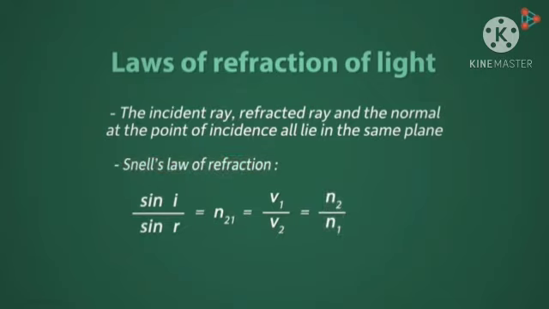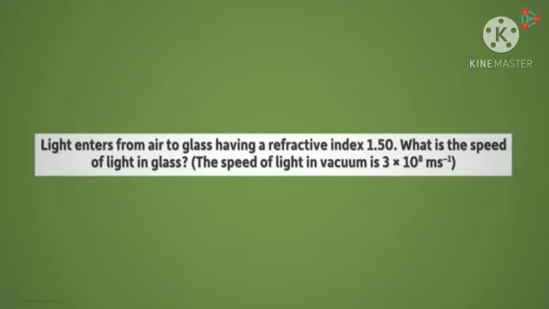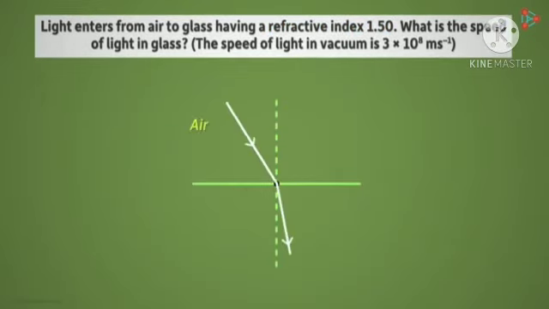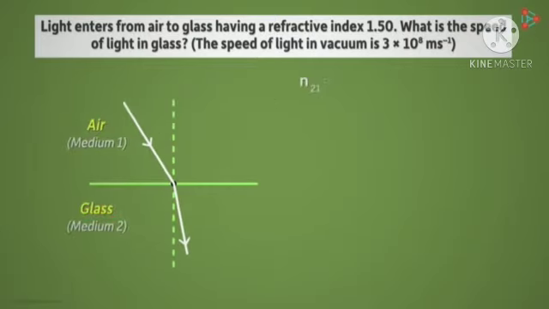Let's try to solve a simple example based on this. Here is the question on your screen. Go through it carefully. We are given the refractive index of glass with respect to air as 1.50. Here, air is the incident medium and glass is the refractive medium. Let us take medium 1 as air and medium 2 as glass. So n21 is equal to 1.50.